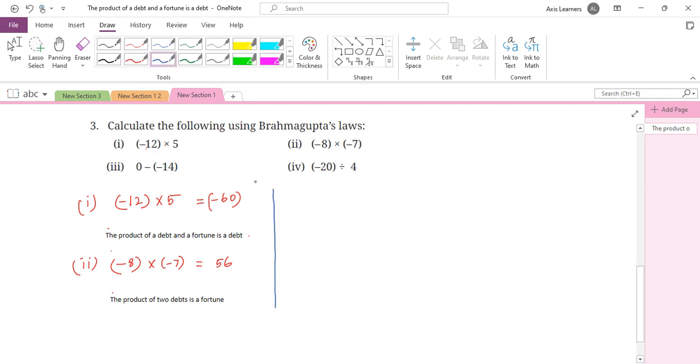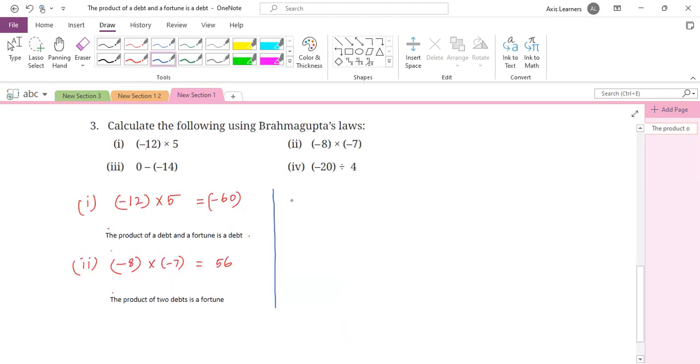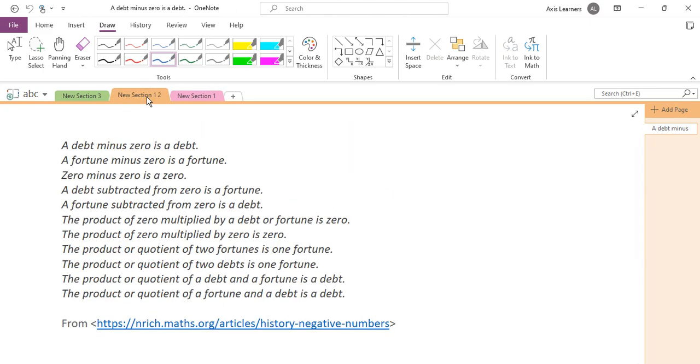For the first and second we have the law in our book, but for these two we don't have the law in that book. So I took other laws. These all are Brahmagupta's laws. It is available on this website, you can check it. Now we'll see the question. Third one, 0 minus minus 14.